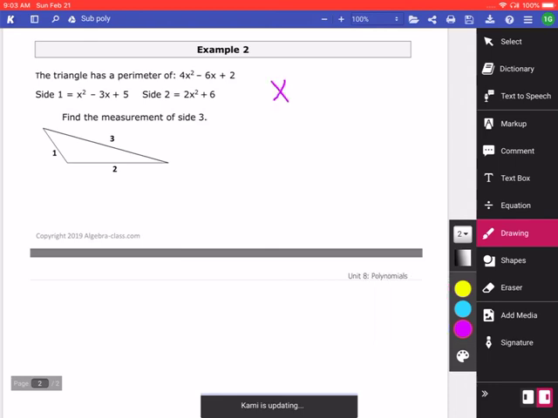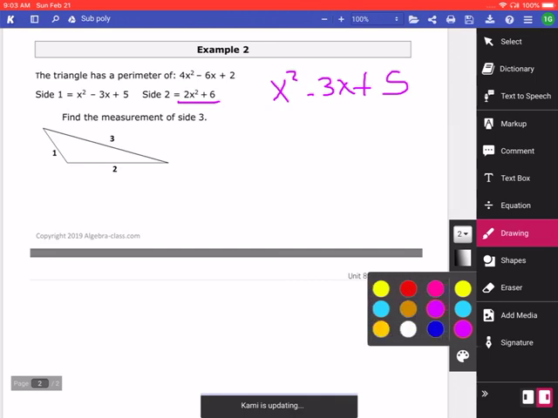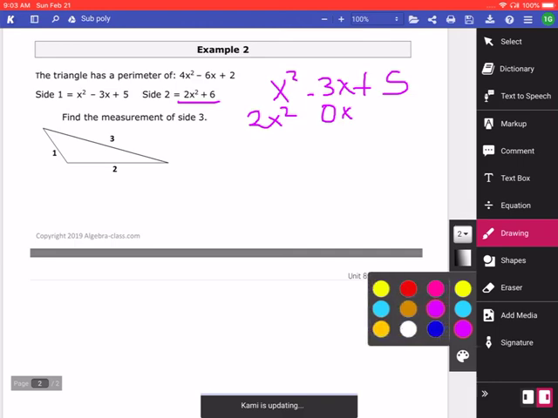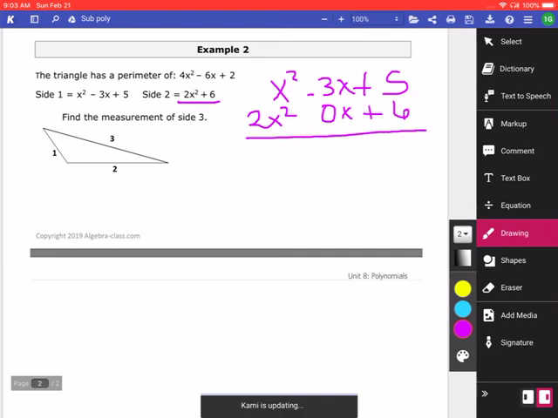So we've got x squared minus 3x plus 5. Now, if we look at this one, it only has two terms. So we're going to put our 2x squared. And then since we don't have any x's, we're going to put a 0x here, okay? Because we're just going to use that as a placeholder. And then we're going to put our plus 6. Okay, and if we solve that, then we'll get positive 11, negative 3x, and 3x squared.